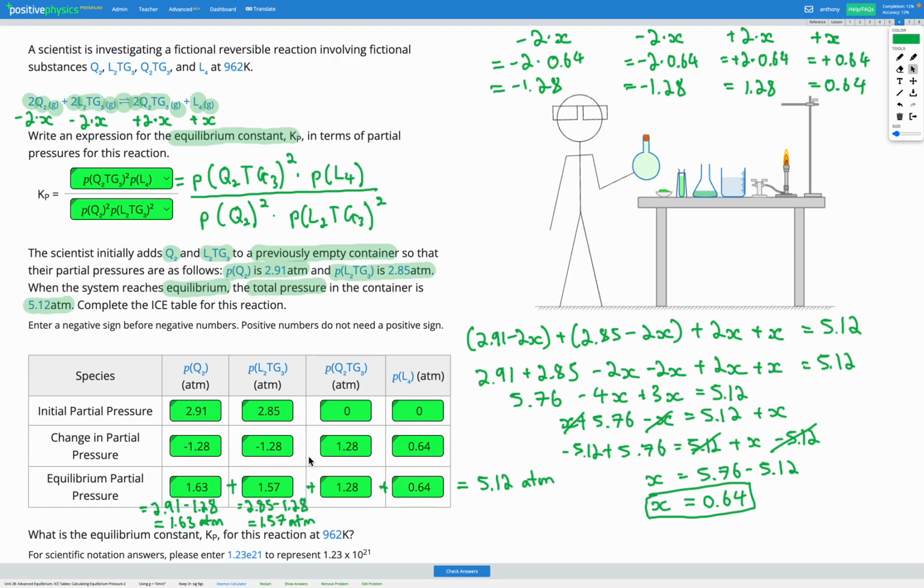Awesome. So we found our equilibrium partial pressures. Let's just do a quick check to make sure that adds up to 5.12. So I'm going to put in my calculator 1.63 plus 1.57 plus 1.28 plus 0.64, and that gets me 5.12, which matches up with what we expected.